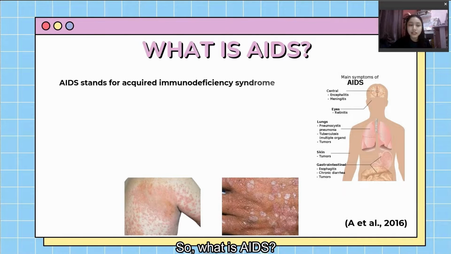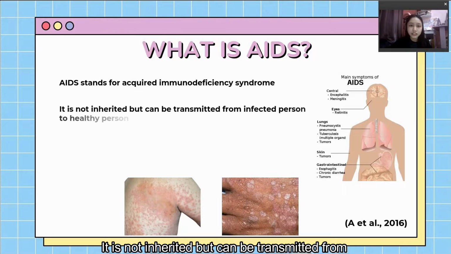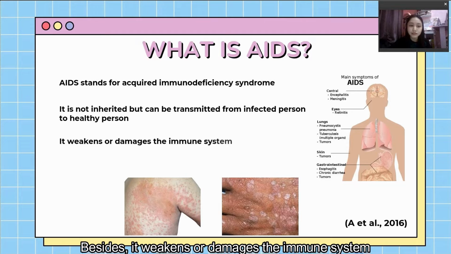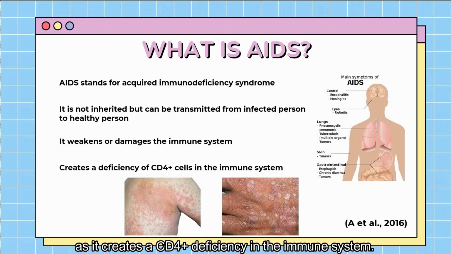So what is AIDS? It stands for Acquired Immunodeficiency Syndrome. It is not inherited but can be transmitted from infected person to a healthy person. Besides, it weakens or damages the immune system as it creates a CD4 plus deficiency in the immune system.